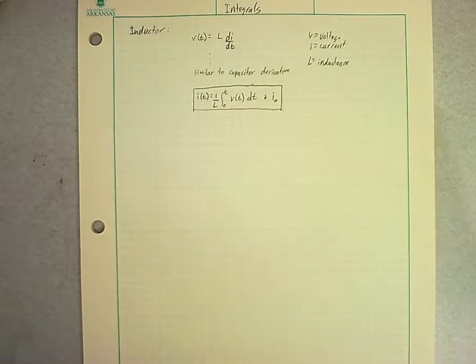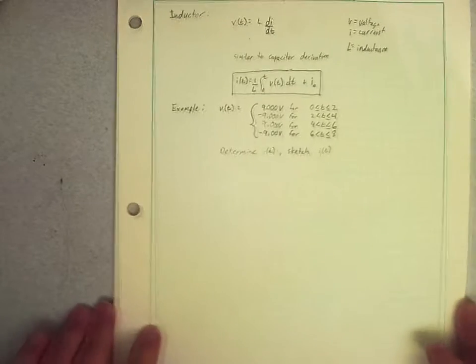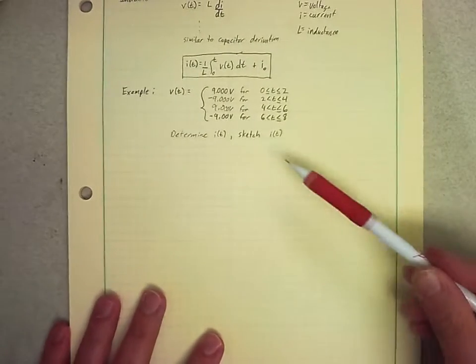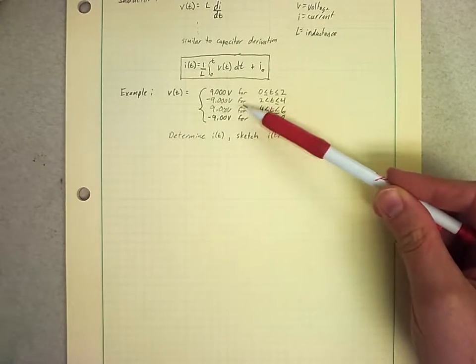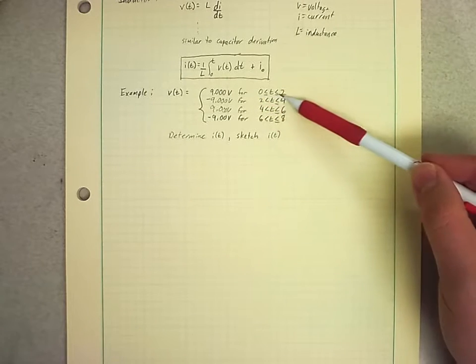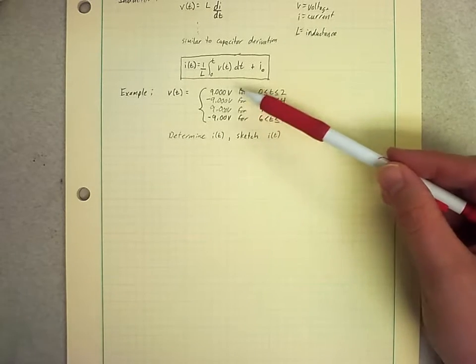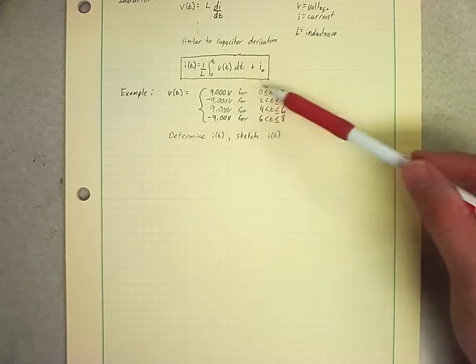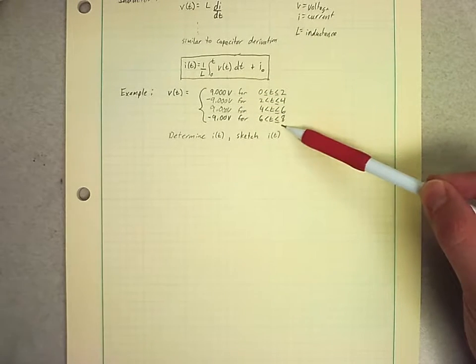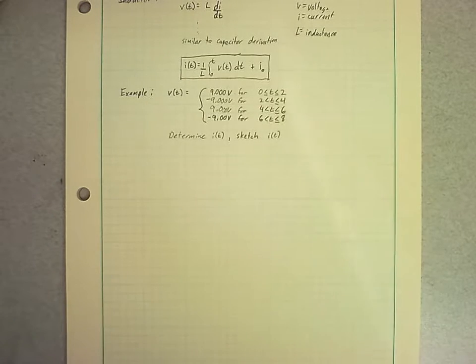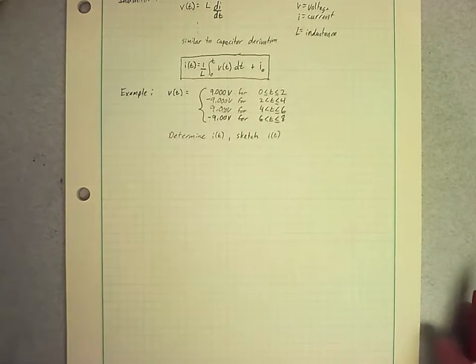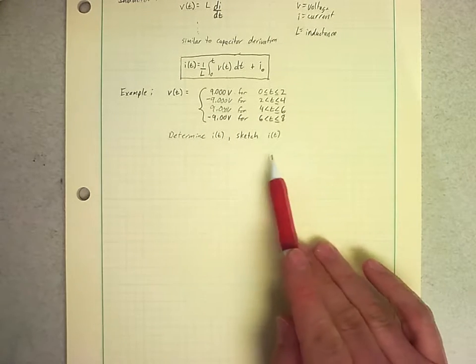And so now for our example, we're going to be given an expression for V of t, and we want to express I of t and sketch it. Okay, so for our example, we're given that voltage is this function which kind of flips back and forth. For the first 2 seconds, it's 9 volts, and then it goes to negative 9 volts, and then it's positive 9 volts, and then it's negative 9 volts. So it just keeps flipping back and forth between these two values. And so we want to determine I of t along each one of these and then sketch it.